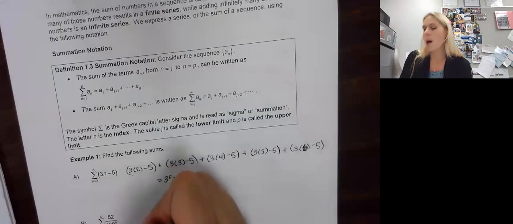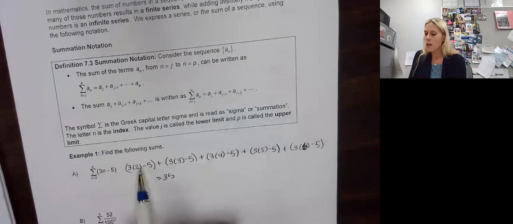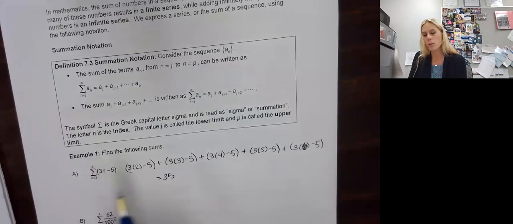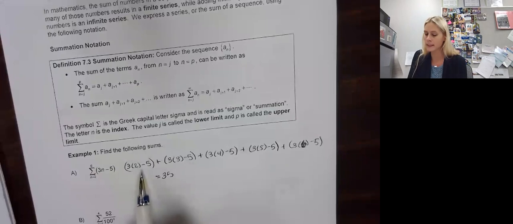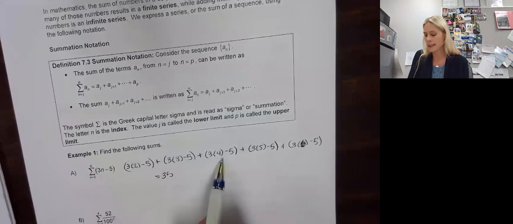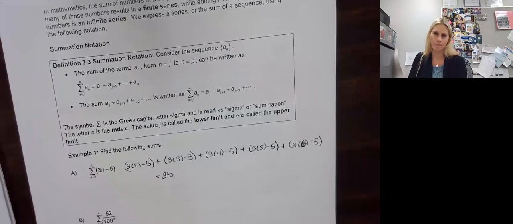If you're worried about your parentheses and everything, do things separately. Take one more step and say that this is 1, 4, 7, 10, and 13. Okay.